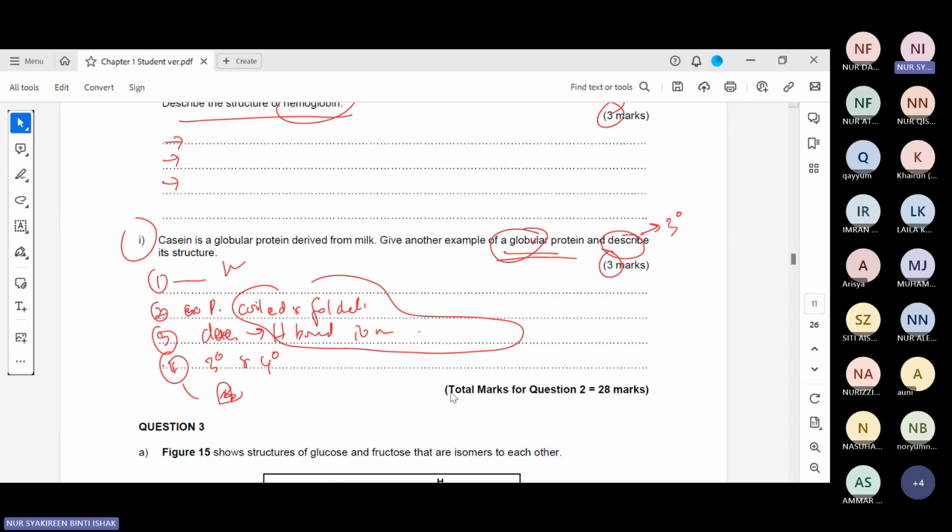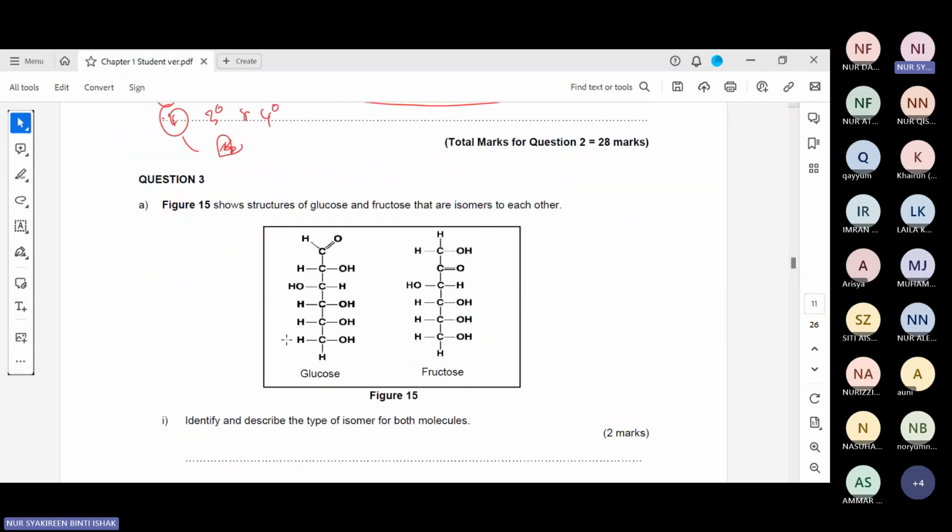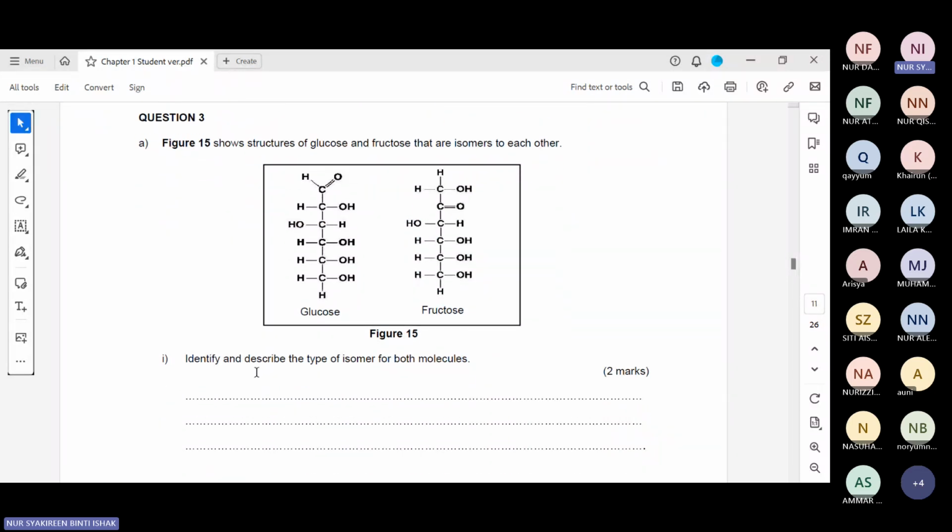Okay, so let's continue. Next question. Figure 15 shows structure of glucose and fructose that are isomers to each other. Identify and describe the type of isomer for both molecules. So glucose and fructose, we know that they are structural isomers. And for 1 point, structural isomers. And then second point, describe kenapa dia structural isomers, because they have the same molecular formula but different arrangement of atoms in the molecule.